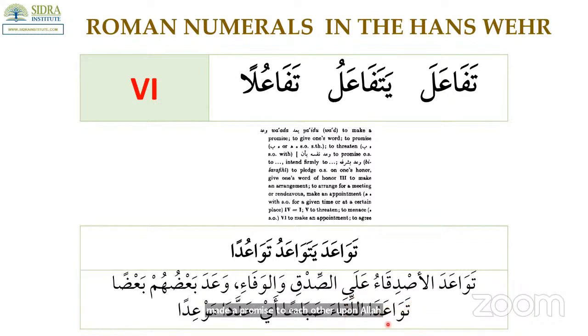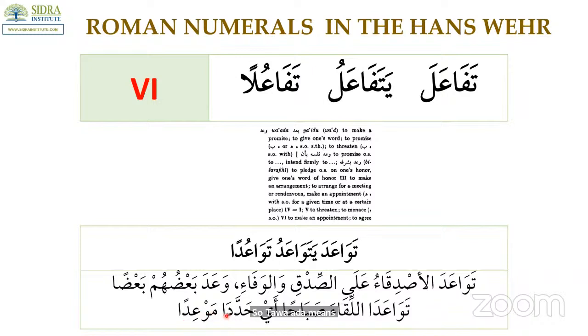Another example is تواعد الرجلان على اللقاء صباحا. Those two men agreed to meet in the morning, أي حدد موعدا, that is, they fixed a time. حدد يحدد تحديدا means to fix a time. So تواعد means حدد موعدا. They agreed and fixed a time.